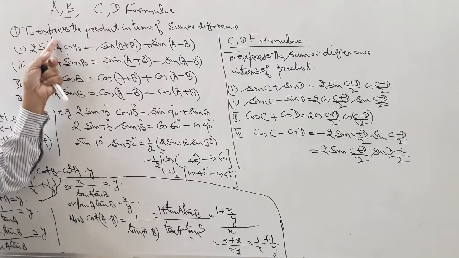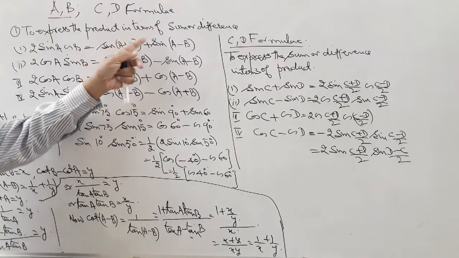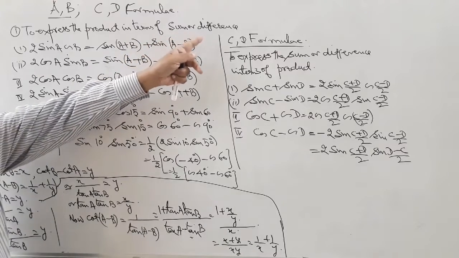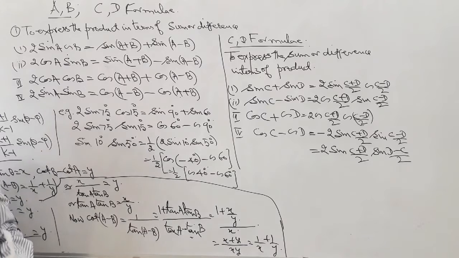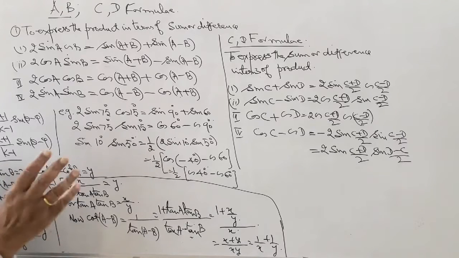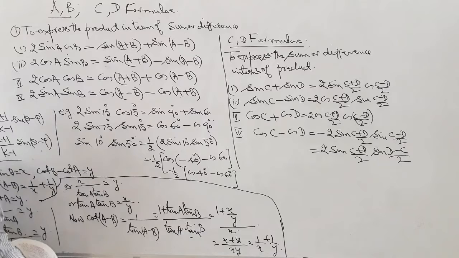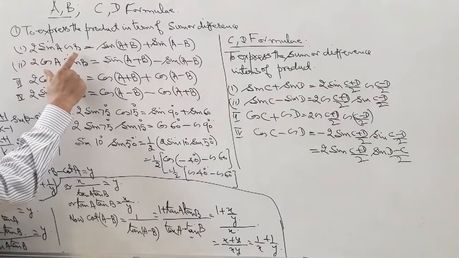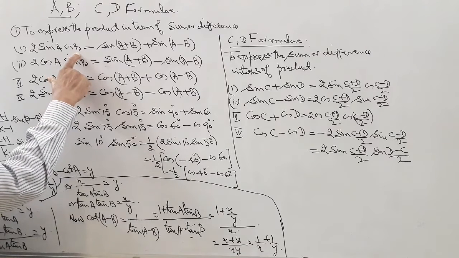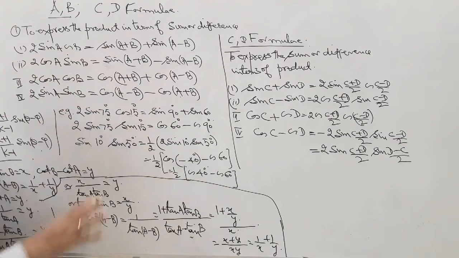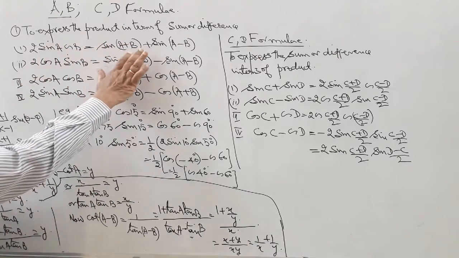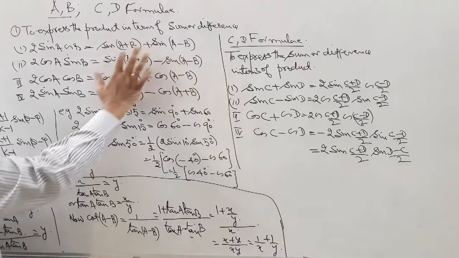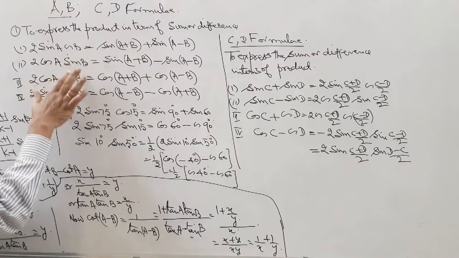To express the product in terms of sum or difference. That is, the product of two ratios given to us, we are to express in terms of the addition or subtraction. How is it? 2 sin A cos B. Now try to remember it as far as possible, as early as possible. 2 sin A cos B is sin A plus B plus sin A minus B. 2 cos A sin B.